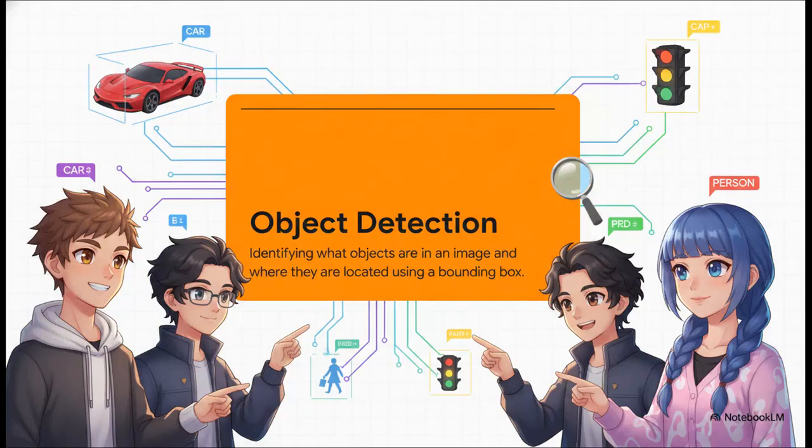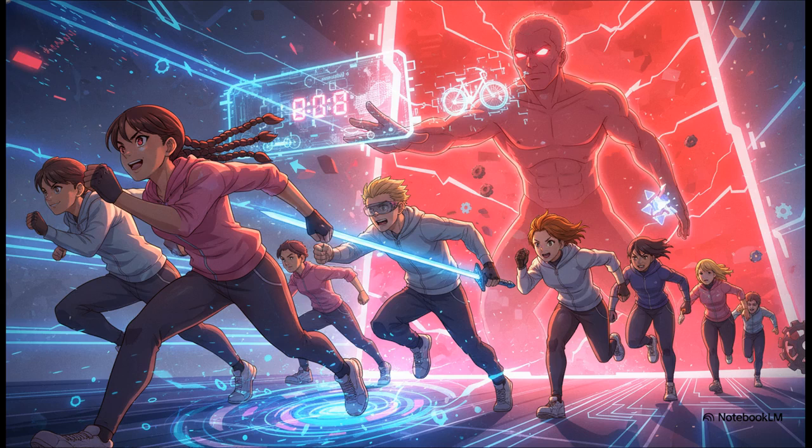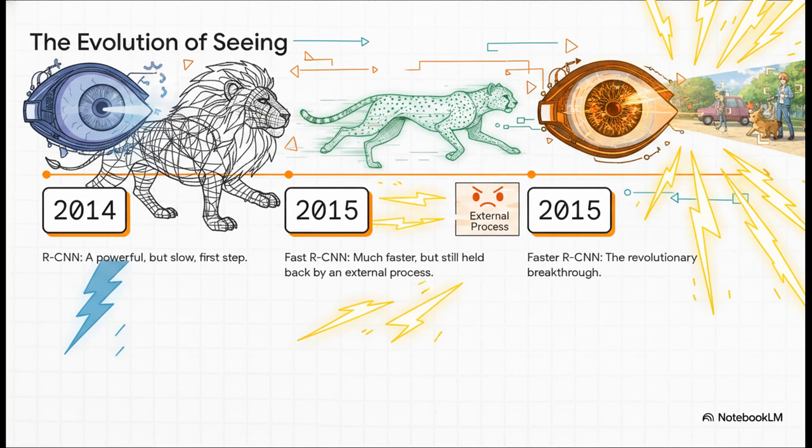So just to nail it down, object detection is the task of figuring out both what an object is, a car, a person, a stop sign, and where it is, usually by drawing a nice, neat box around it. This is the core idea we're going to unpack. But getting to this point wasn't easy. It was a real race against the clock, trying to solve this massive problem, this huge bottleneck that was slowing everything down.